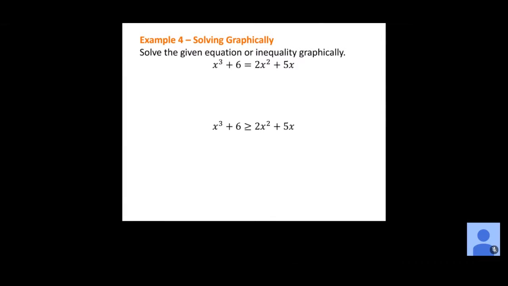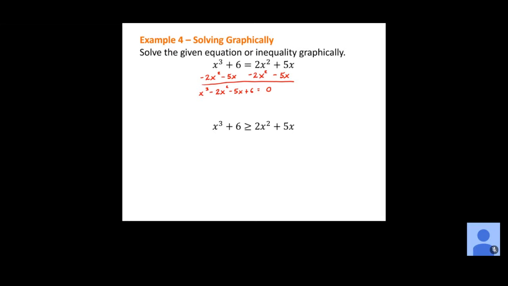So the first thing I want to do with this one is move everything to one side, set it equal to 0, which means I'm going to have to subtract 2x squared, and I'm going to have to subtract 5x. Whatever I do to one side, I have to do the same thing to the other side. So now we're going to be left with x cubed, I'm going to try to keep these in order, minus 2x squared, minus 5x, plus 6, and that's going to be equal to 0.